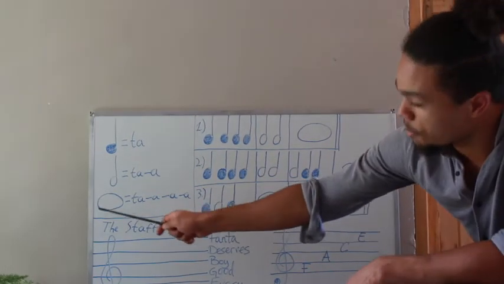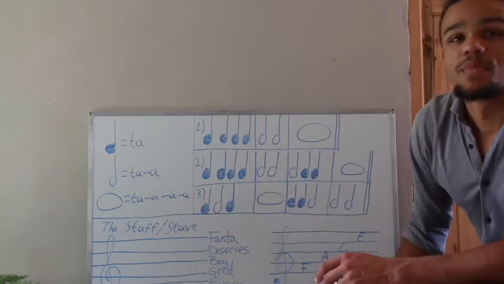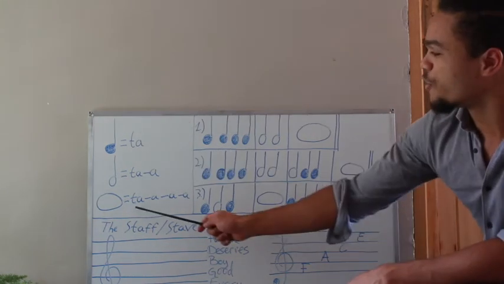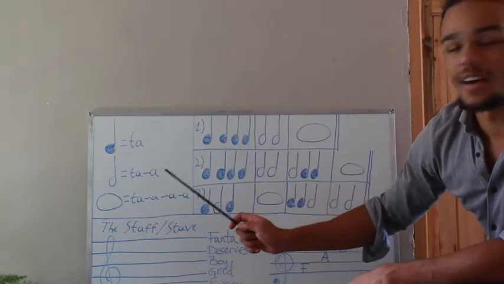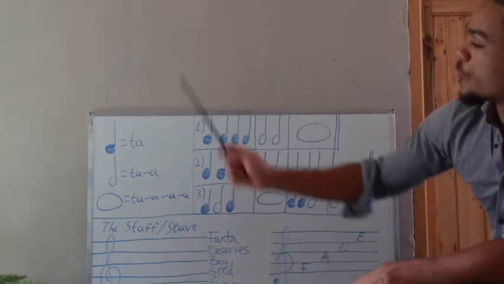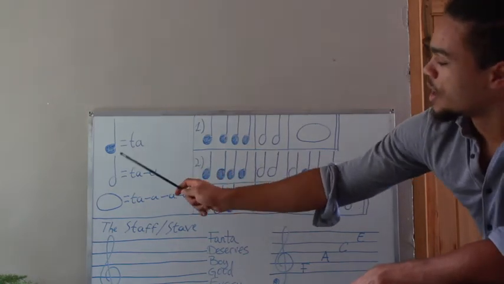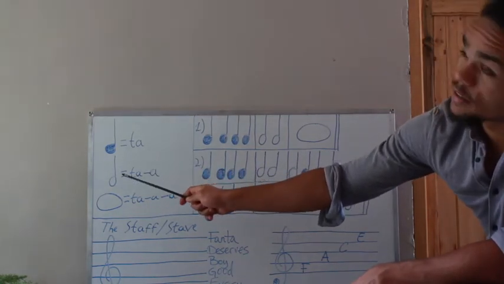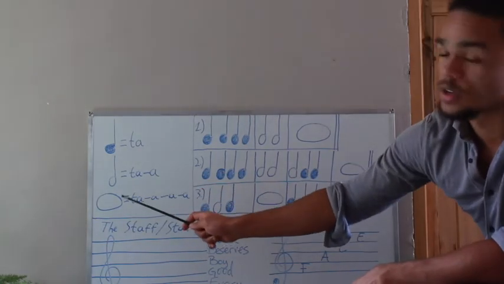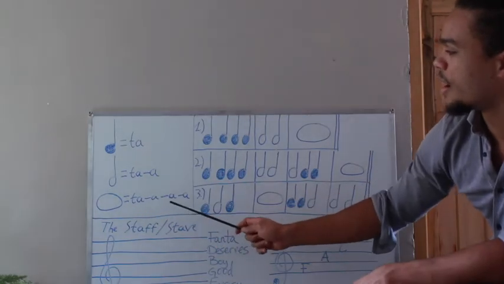And this big blob over here, it's a whole note. Or if you're from England, a semibreve. And it gets 4 beats. Okay? And it goes ta, ah, ah, ah. So a quarter note or a crotchet gets 1 beat, ta. Minim or a half note gets 2 beats, ta, ah. A whole note or a semibreve gets 4 beats, ta, ah, ah, ah.